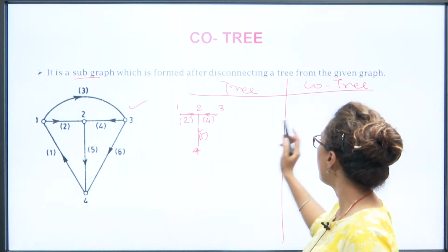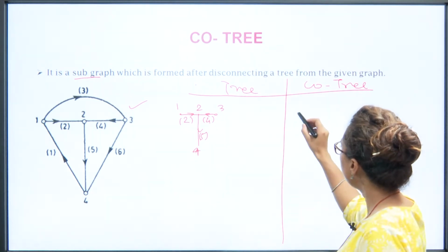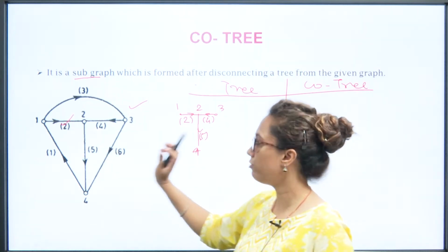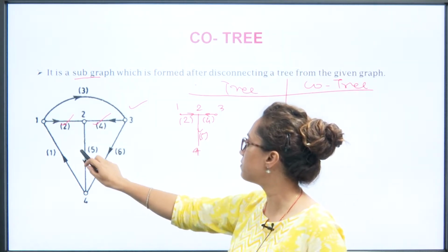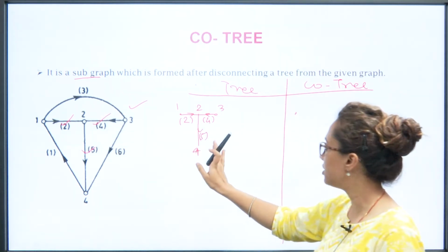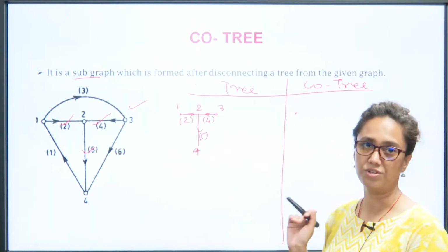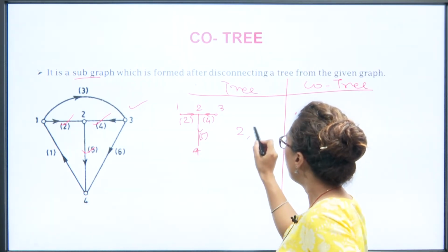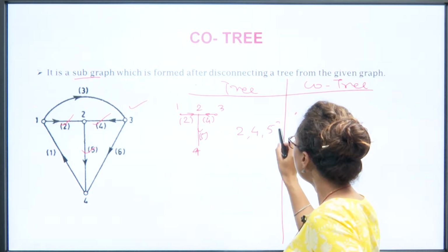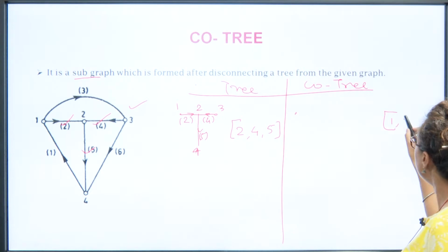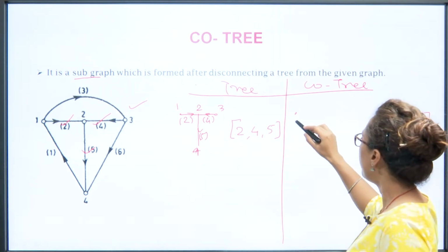From this a co-tree is made. These branches have been taken in the tree. The branches which have been left, which are not considered in this tree, are called the co-tree. So what are the other branches which have been left? 2, 4 and 5 are taken in the tree. It means branches number 1, 3 and 6 are left. So these are the branches of the co-tree.